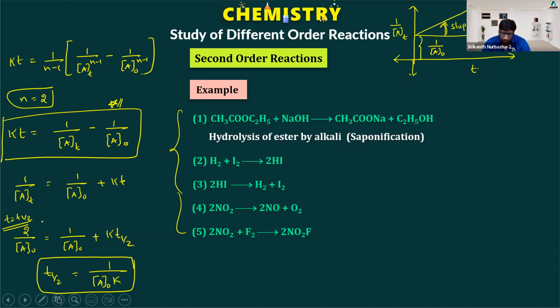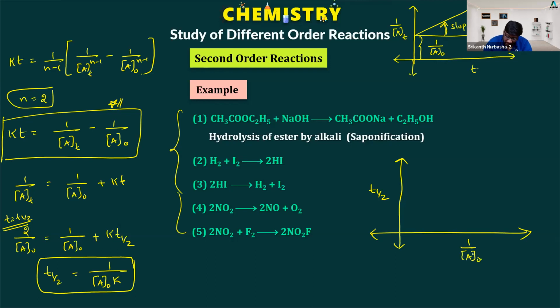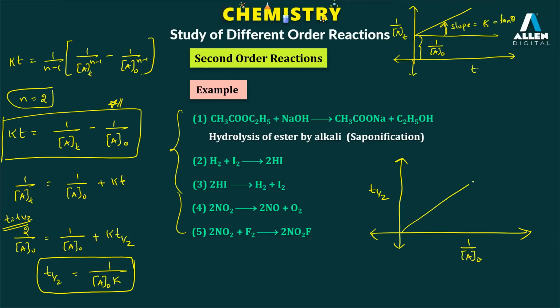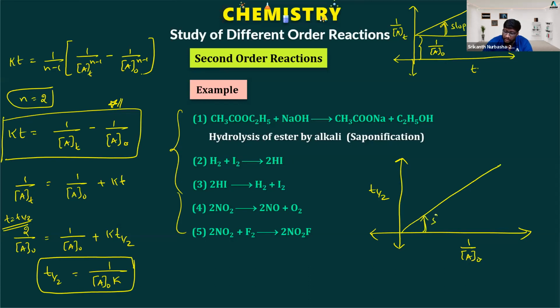T half is equal to 1 by concentration of A at time t equal to 0 into k. Here we have a space. Let us plot the graph then. If you take T half on the y-axis and 1 by concentration of A naught on the x-axis, what type of graph will you get? A straight line passing through origin. What will be the slope? 1 by k, that is equal to tan theta.